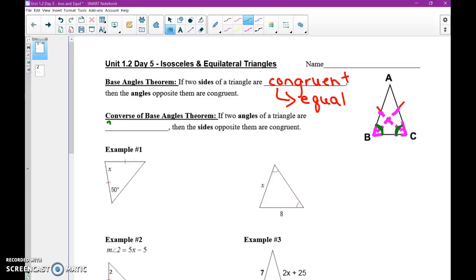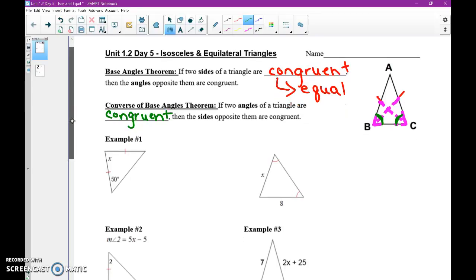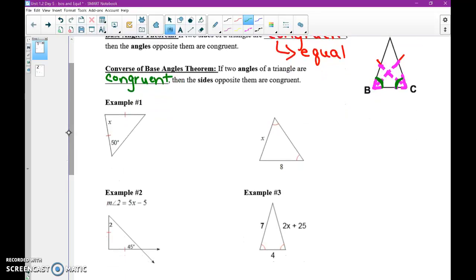And the opposite is true. If the angles are congruent, the sides have to be congruent. So it's kind of a vice versa sort of thing. If you have two angles that are equal in a triangle, the two sides opposite them automatically have to be equal. All right, so something to kind of keep in mind as we're going through this isosceles section.